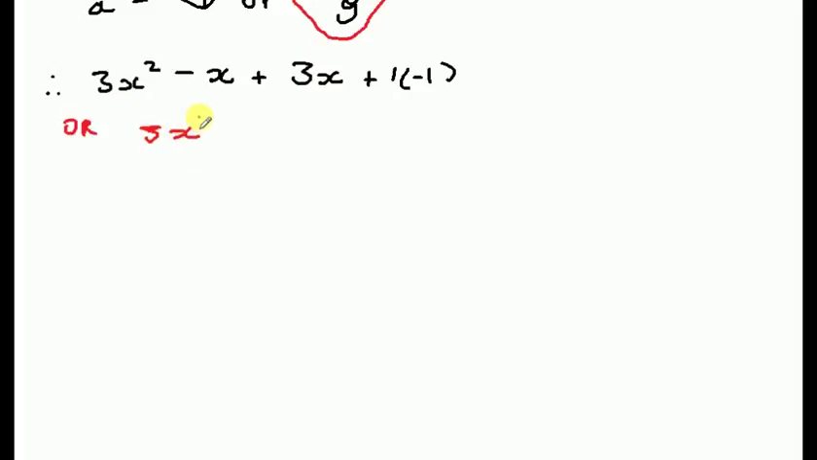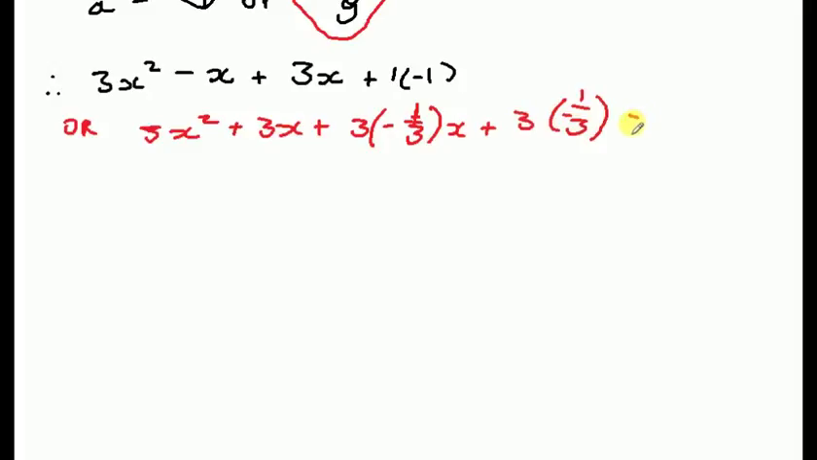Three x squared plus 3x plus 3 minus 1 over 3, all multiplied by x plus 3 minus 1 over 3 is equal to 0. All of these equations are going to give us 3x squared minus x plus 3x minus 1 is equal to 0.